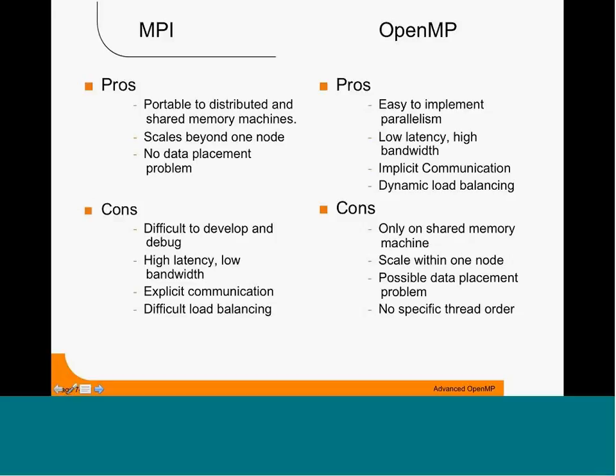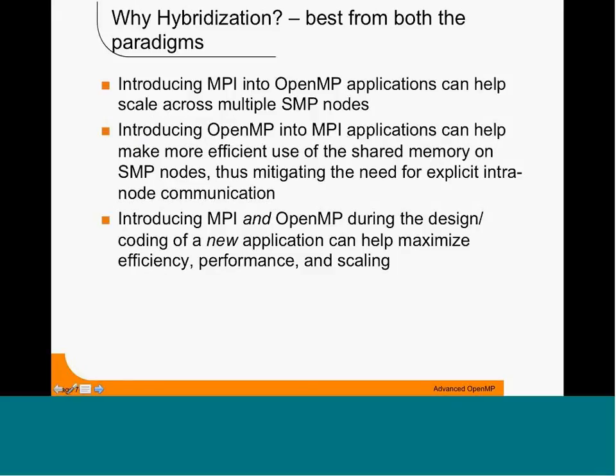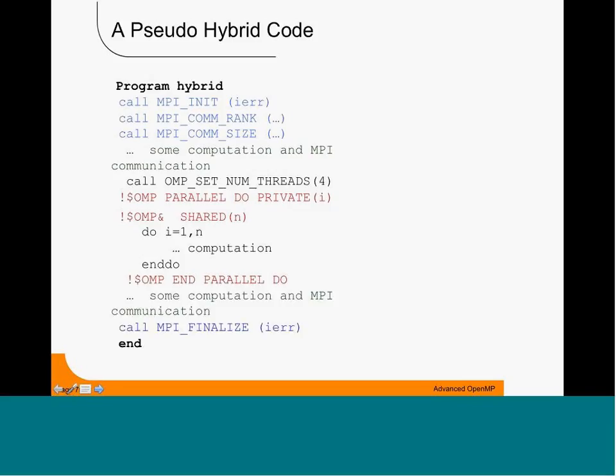MPI has high latency and low bandwidth. In this case, OpenMP is useful because it has low latency and high bandwidth. So that's why what you can do, you can introduce OpenMP into MPI and scale it. You can put OpenMP into an MPI application, and you can use the communication of it. And in this, you can improve the performance and scale.